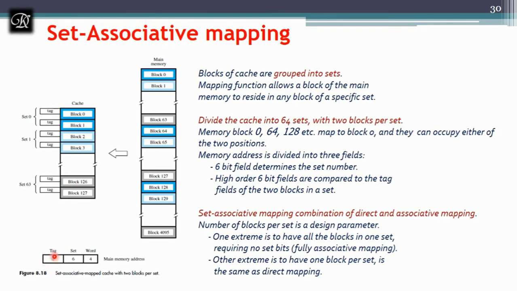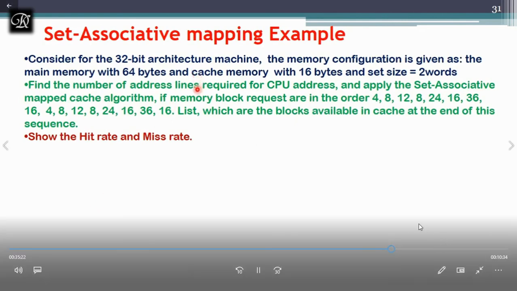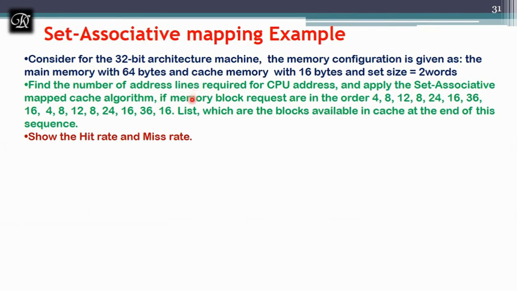The job of the tag line is to decide whether the given block is available in the cache or not by comparing the first 6 MSB address bits with the existing address bits in the cache. Let's see the example. Here the example is again taken with the same sequence I used in the previous case, and I have taken the same sequence just to highlight the advantages and disadvantages of the previous algorithms.